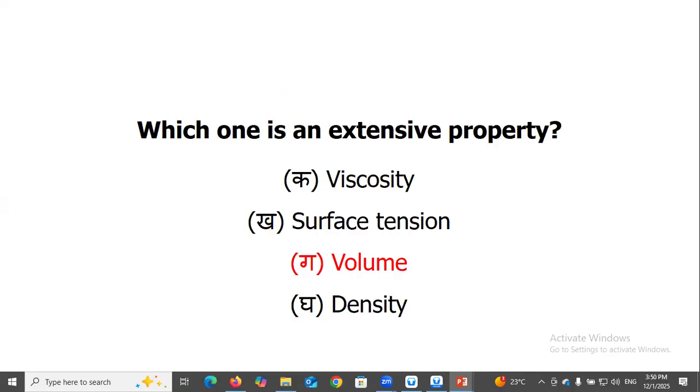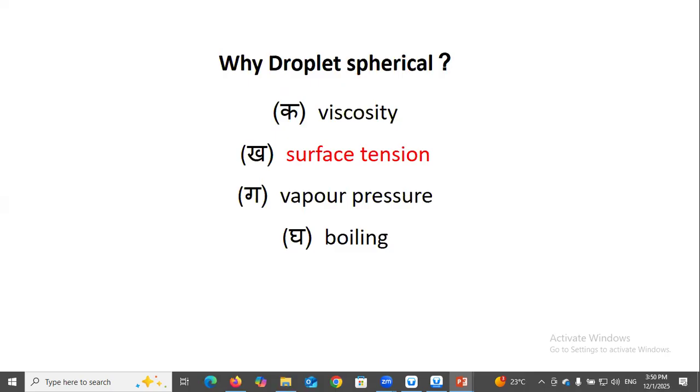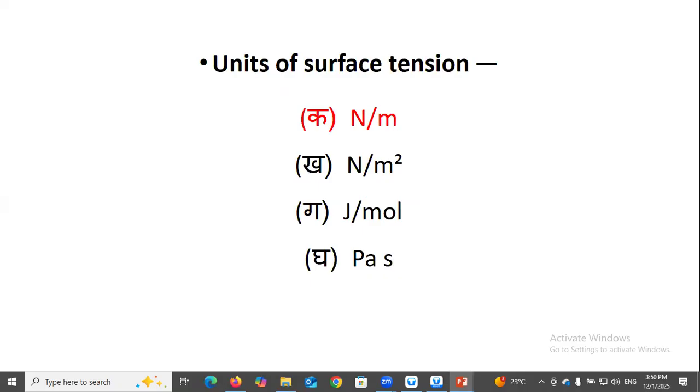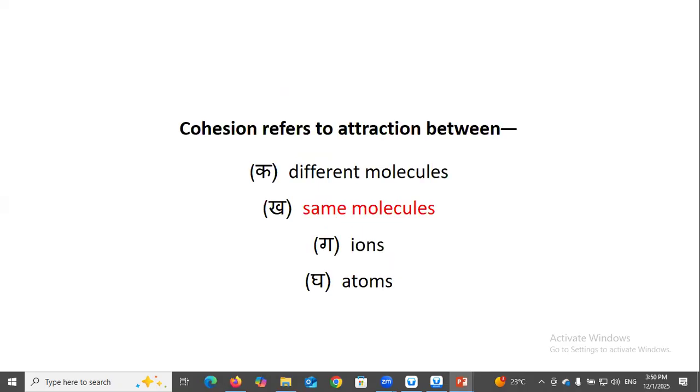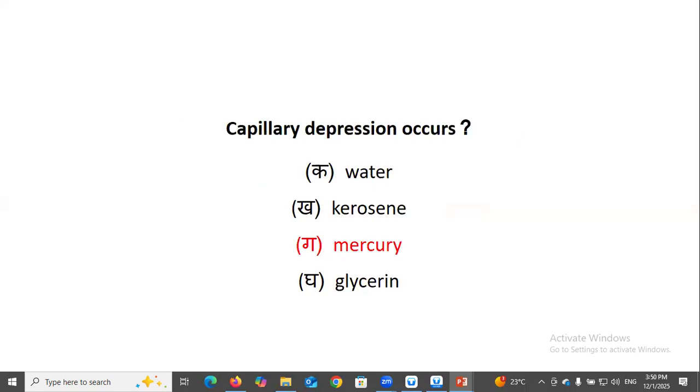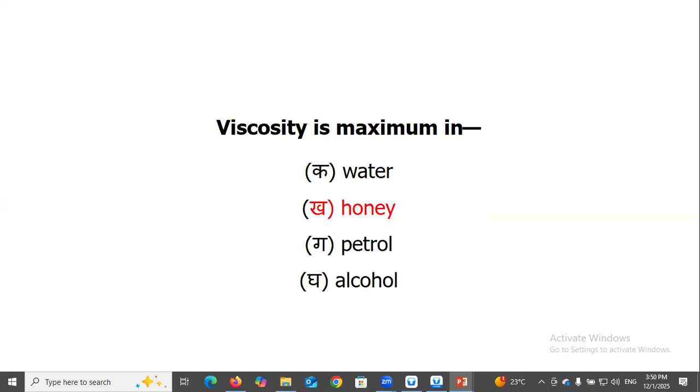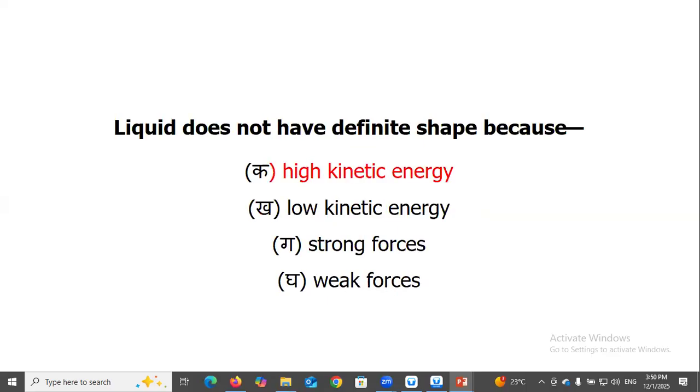Which one is an extensive property? Volume. Why is a droplet spherical? Surface tension. Unit of surface tension: Newton per meter. Cohesion refers to attraction between same molecules. Capillary depression occurs in mercury. Viscosity is maximum in glycerin. Liquid does not have definite shape because of high kinetic energy.